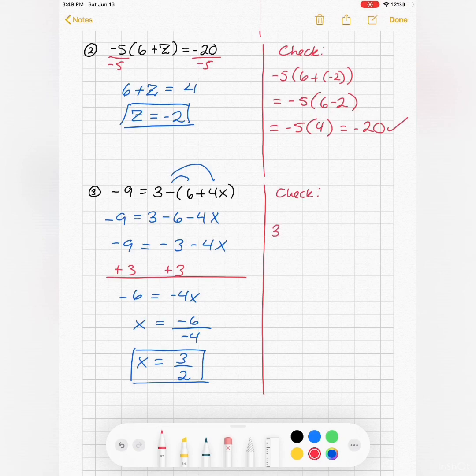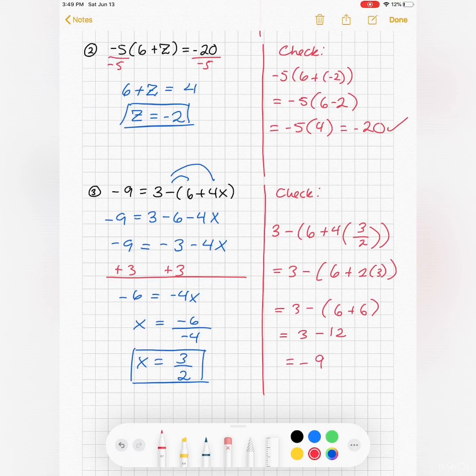How do I check that? Let's see, 3 minus 6 plus 4 times 3 over 2. And looking back here, that checks.